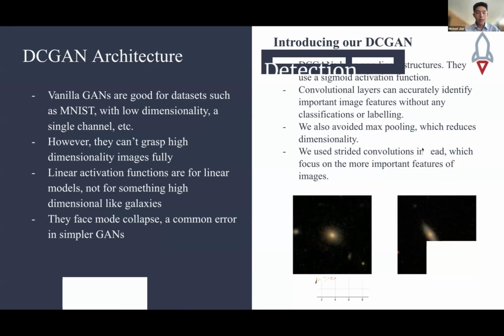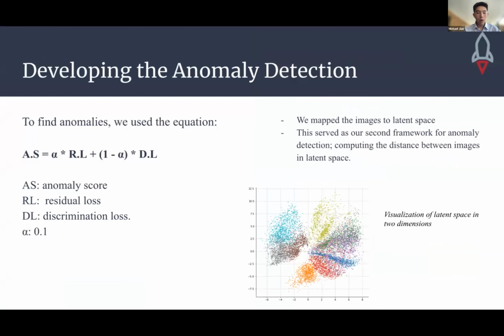Next, we have to develop the anomaly detection part of our code. In order to detect whether or not images were anomalies or normal, we use the equation AS = alpha * RL + (1 - alpha) * DL, where AS is the anomaly score, RL is the residual loss, and DL is the discriminator loss. Alpha is the chosen weight for the two losses, or a hyperparameter, eventually being decided as 0.1 after testing. In order to find the losses, we map the images to latent space, which is an abstract high-dimensional vector representation of images. This served as our second framework for anomaly detection, computing the distance between images in latent space.